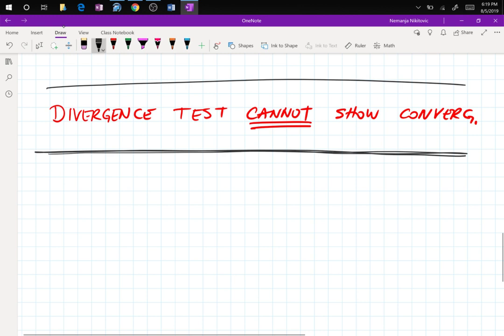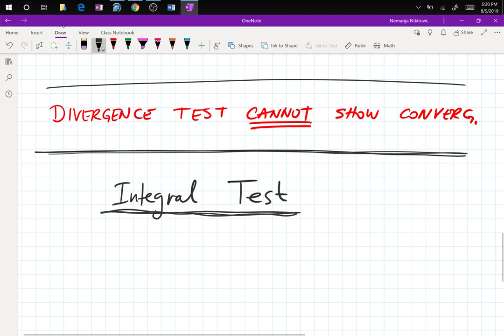The next test is integral test. Now, this test is packaged with a lot of algebra, and you need to check the conditions first in order for integral test to be used, and then whatever the conclusions of the test are is what you get.